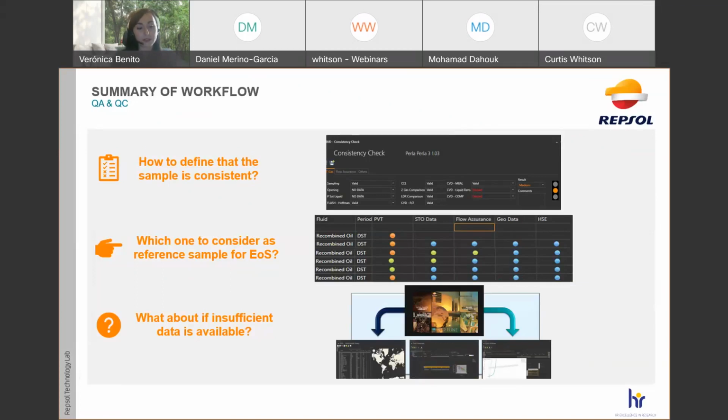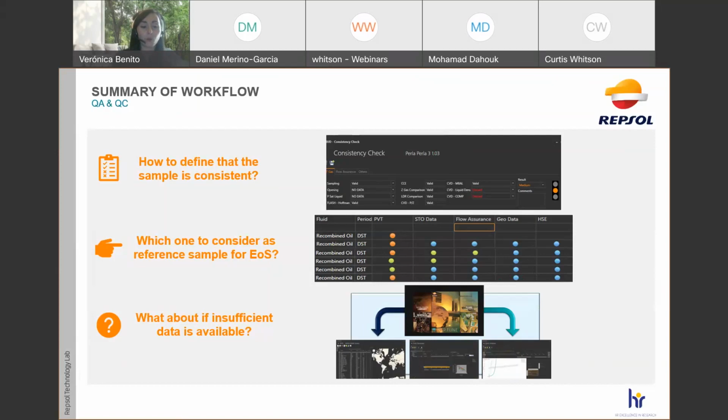So, summarizing the benefits of the workflow, the automated QAQC analysis can first help us define whether a sample is consistent or not: if we totally discard it, if we consider it 100% valid, or if we consider it valid but assuming some uncertainty in some properties. Based on these QAQC results and their comparison versus the different samples taken from the sampling campaign, we can select the reference sample to be used for equation of state matching. Usually that will be the one with more consistent data, with more green traffic lights, let's say.